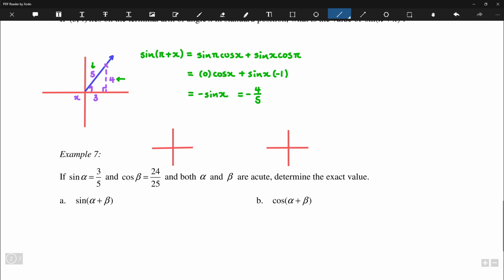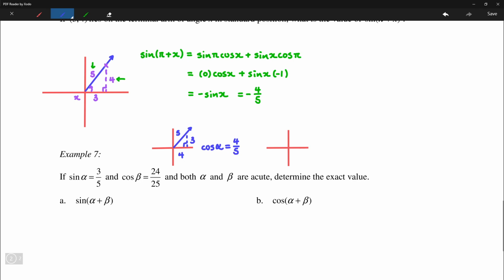So that means that the opposite side is 3, and then we have 5. So we have this triangle here. The opposite side is 3. The hypotenuse is 5. So again, we have the 3, 4, 5 triangle in quadrant 1, which means that cosine alpha should have been 4 over 5.